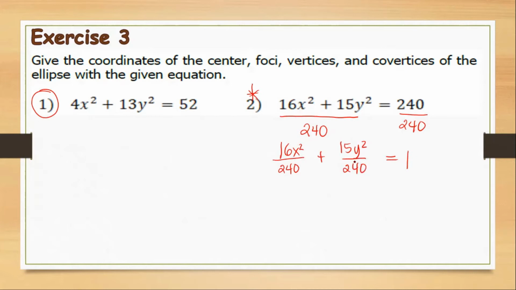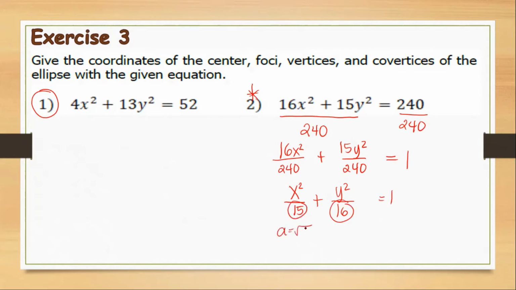And so, we have this: 16 divided by 240. The answer is 15. So we have x squared over 15 plus y squared over 240 divided by 15, which is 16, equals 1. And so this will be our basis for A and our basis for our B.